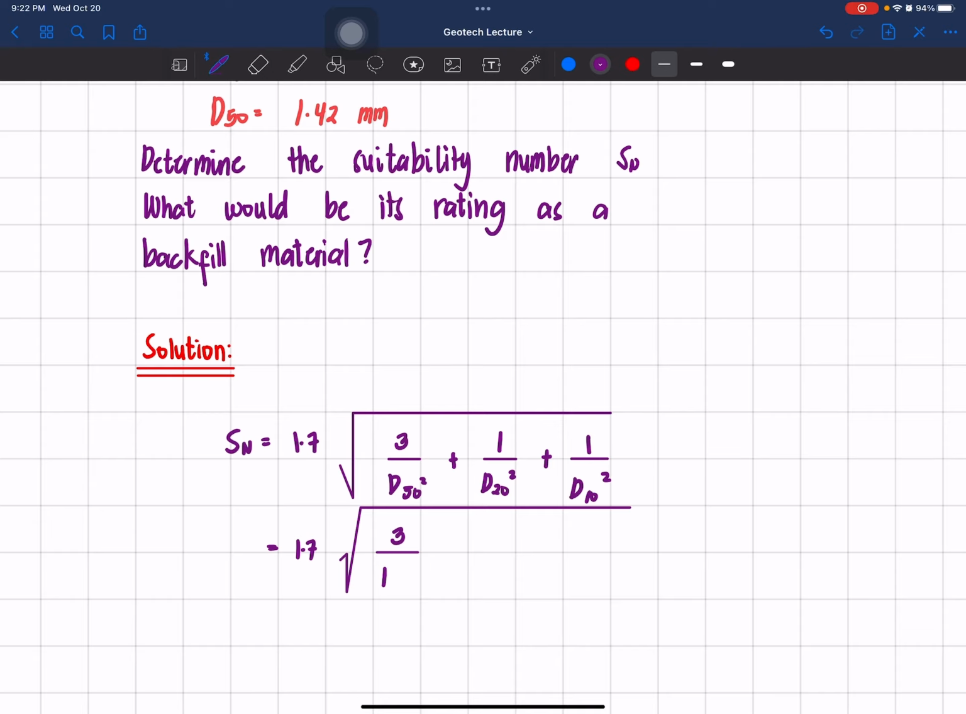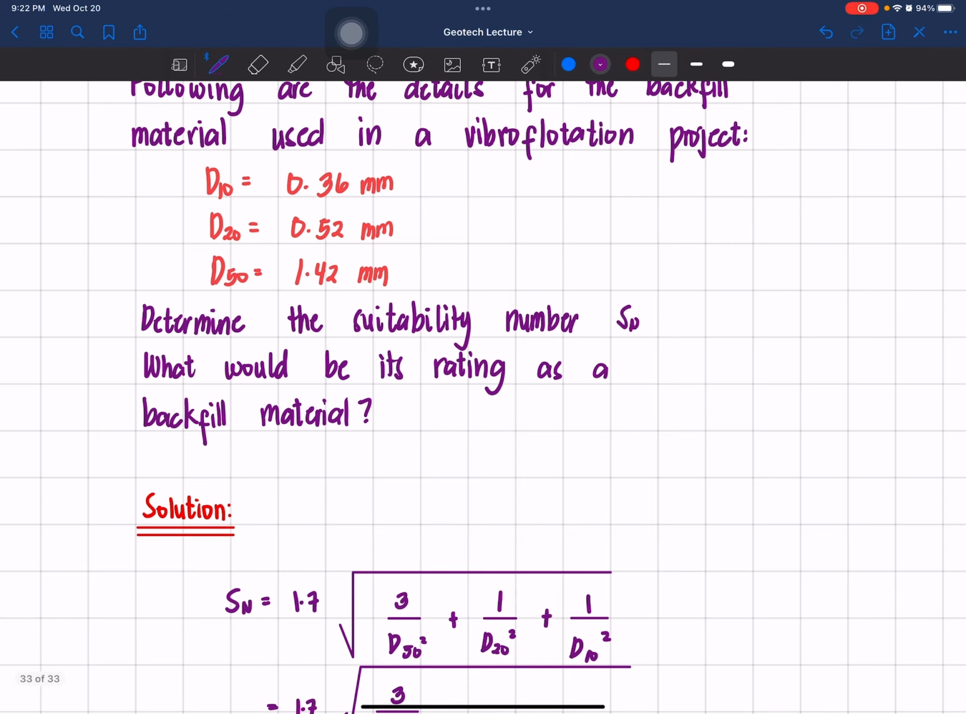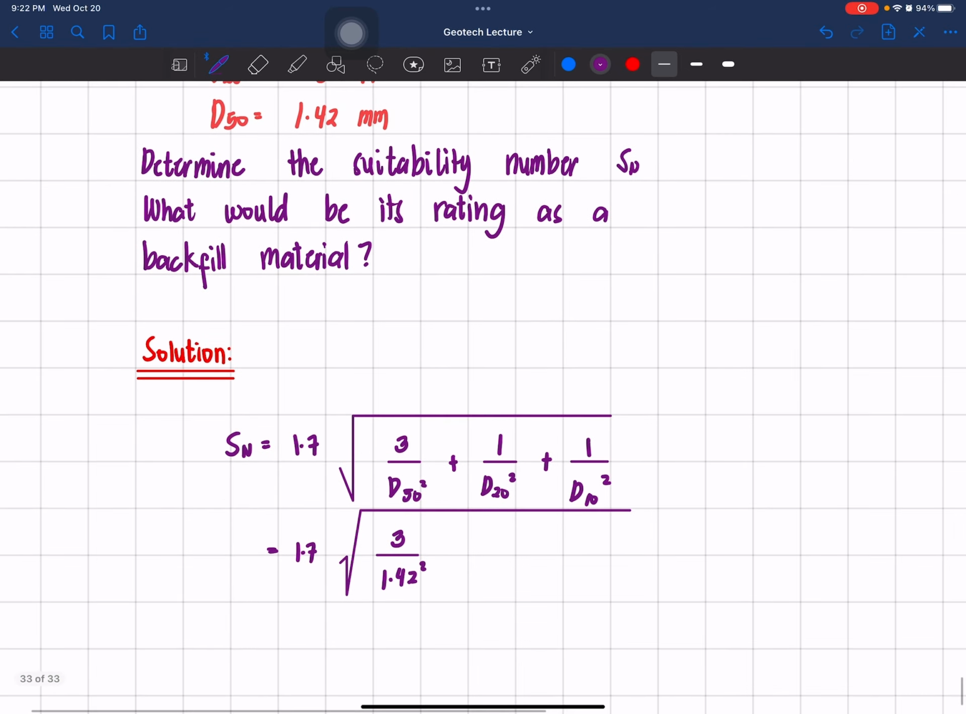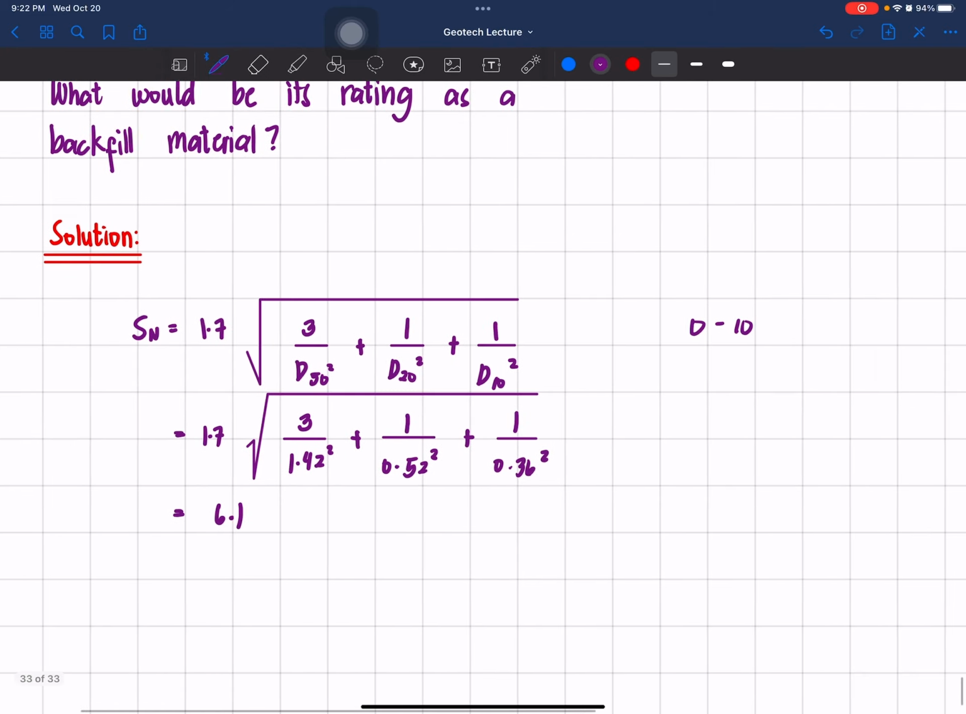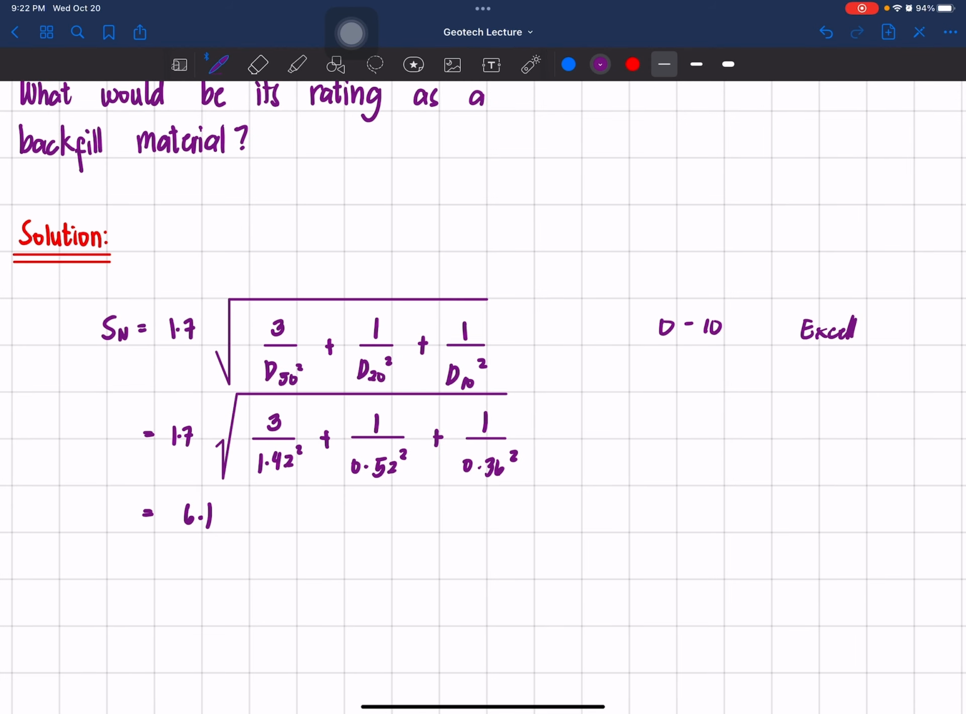So, this is 1.42 squared, ayun guys, d50 is 1.42, d20 is 0.52, and 0.36 ang d10. Okay, plus 1 over 0.52 squared plus 1 over 0.36 squared. Okay, so your answer will be 6.1. Okay, and if you still remember, I think 0 to 10, kapag yung rating mga ganyan, this is actually excellent. Okay, excellent siya. Okay. So, meron tayong table nito, guys, doon sa LMS.